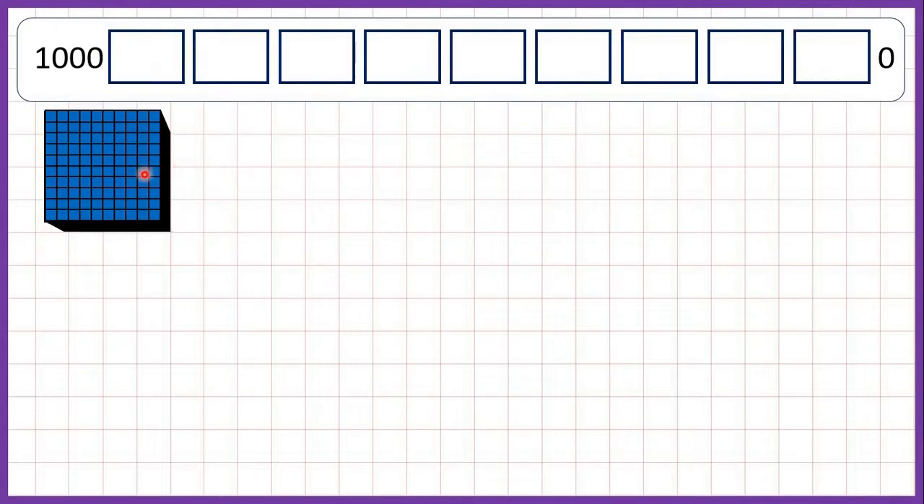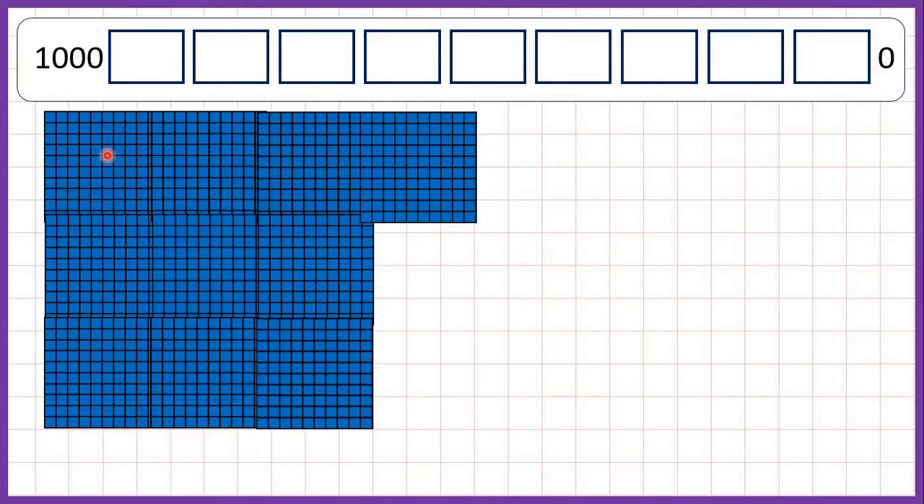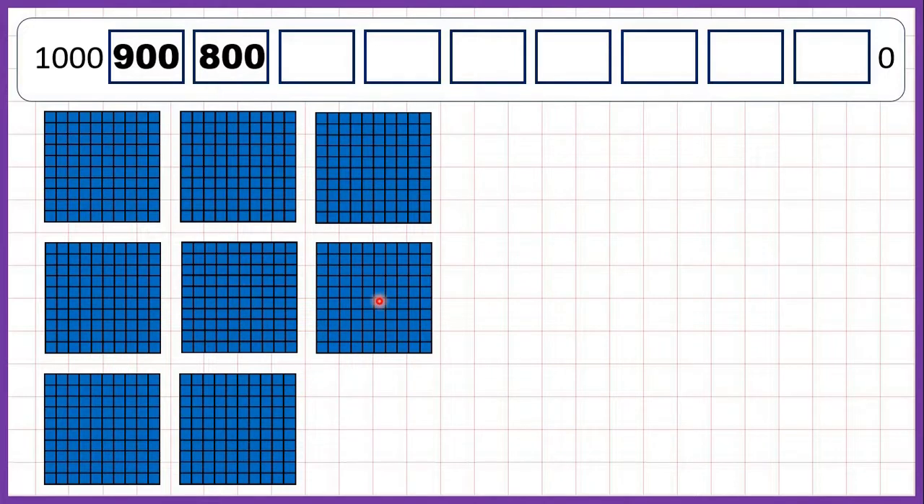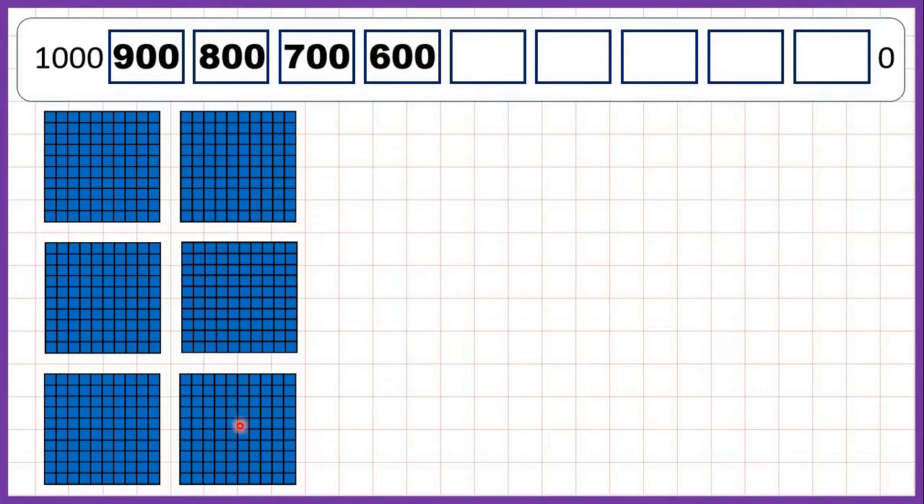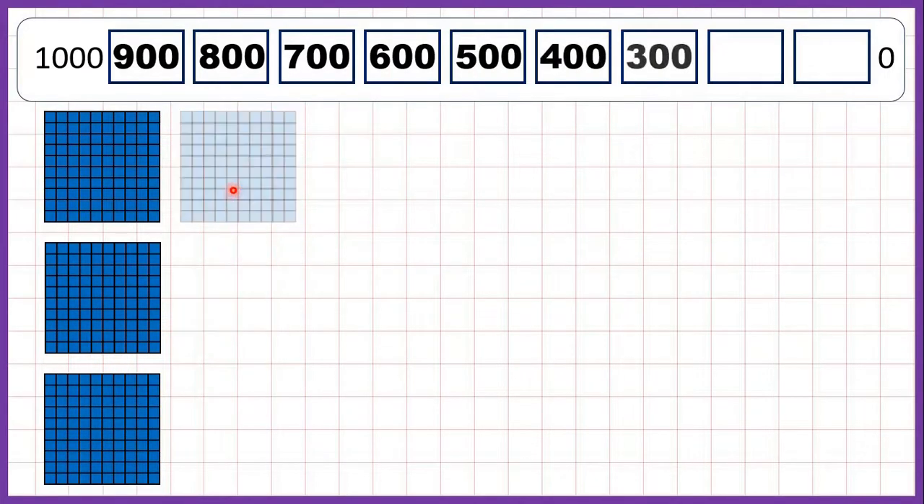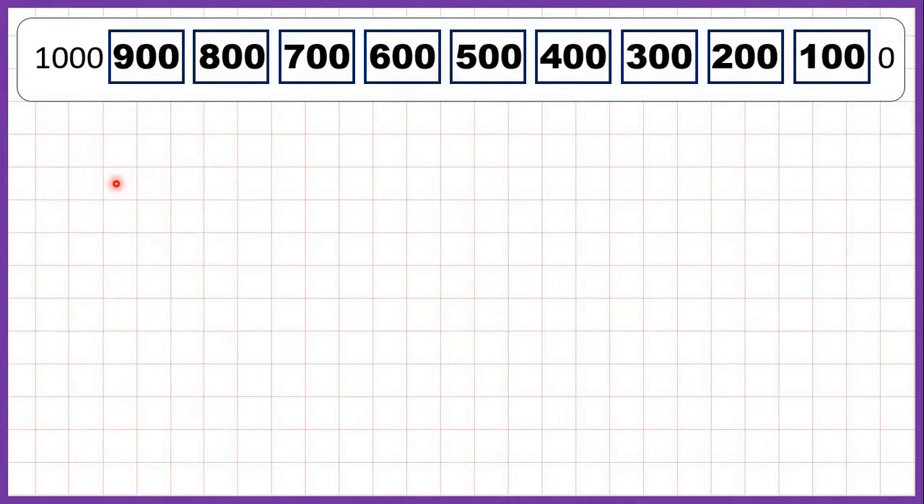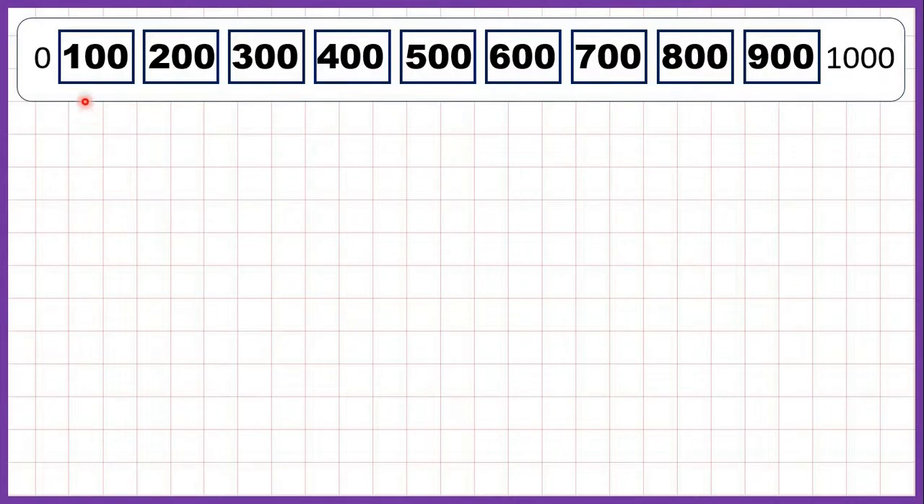Or if we're counting back from 1000 to 0, first, we can split or regroup our 1,000 into 10 hundreds. So then, if we take away 100 each time, we get 900, 800, 700, 600, 500, 400, 300, 200, 100, and then 0.